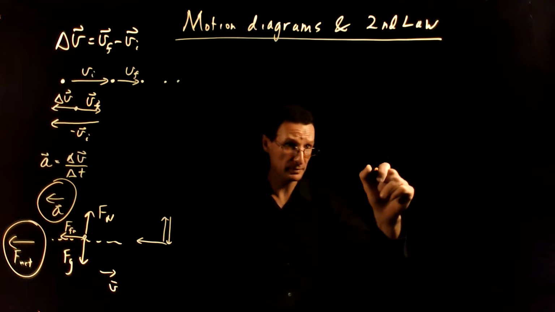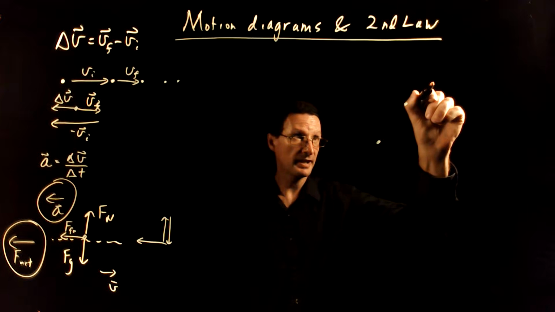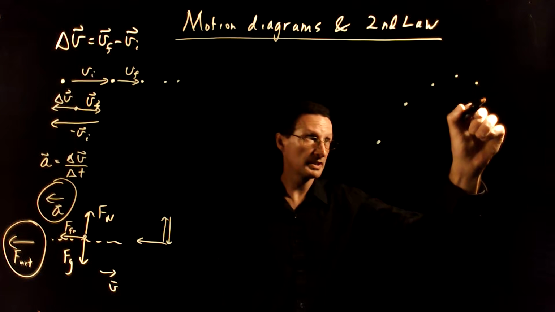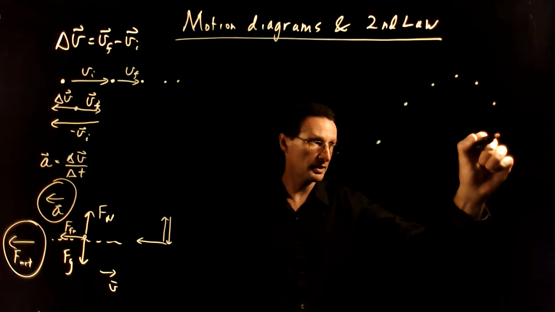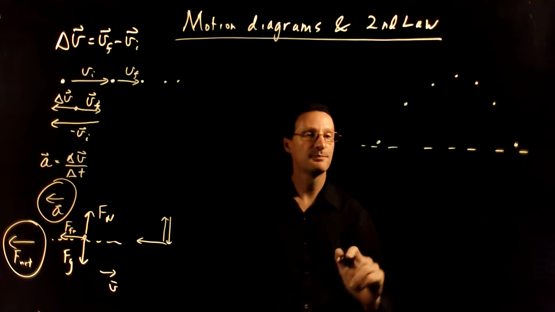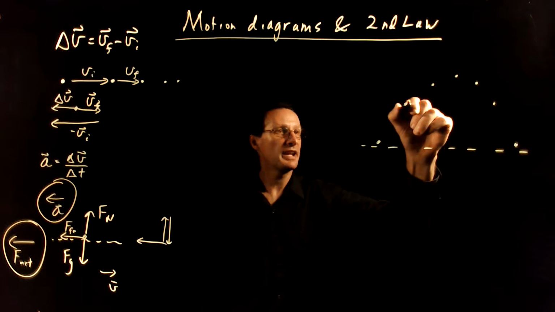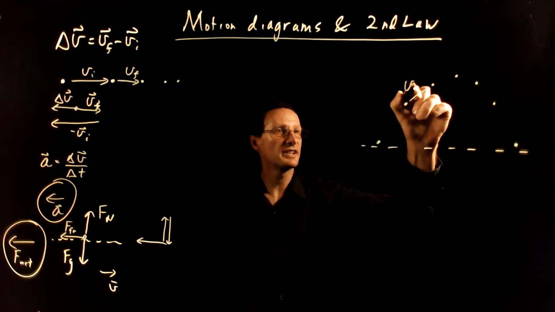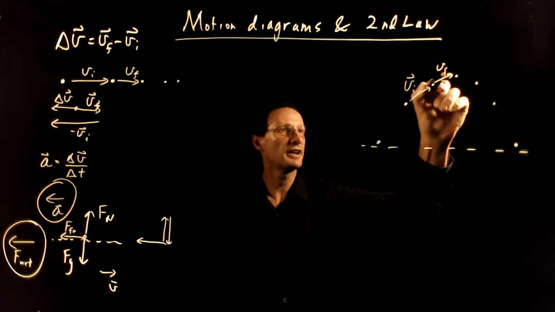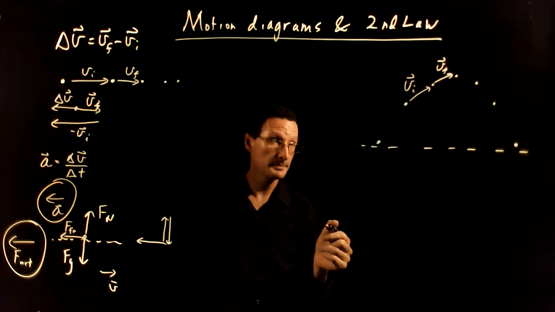Let's do another example. Imagine that you throw a projectile up in the air, and it goes up to some peak height. Let's say you throw a soccer ball or something like that, and it comes back down to the earth here. So the motion as it's traveling through the air, this is in free fall. So let's say let's take these two points. This is v initial and v final. And we want to find delta v.